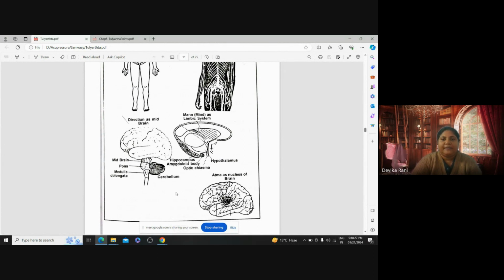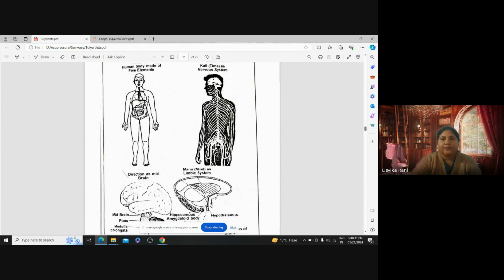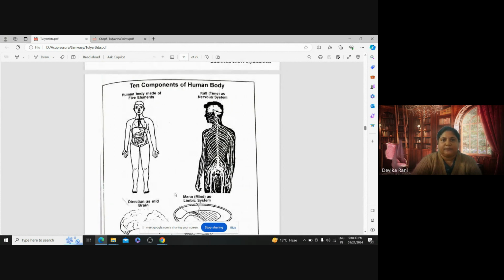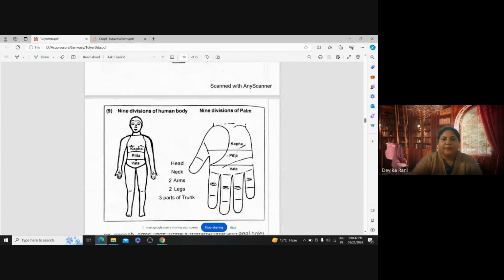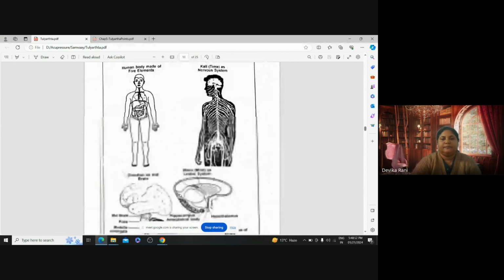So as you go ahead, you will be learning about these concepts. So that is how your whole body is governed. That is the 10 components of the human body they've tried to show. And all these will be over here as well. We can treat all of these through our palms and feet. So let's move further now.